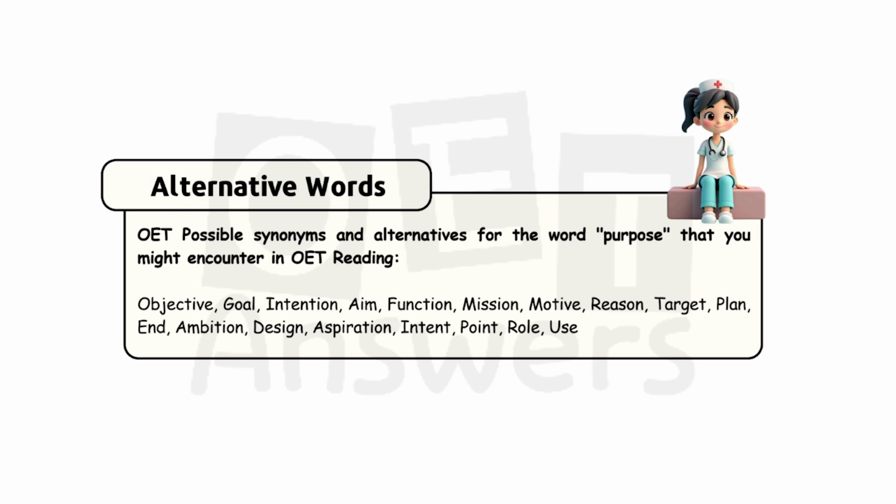So, just some alternatives you can see for the word purpose that you might encounter in OET reading. Instead of purpose, what other alternative forms can you see? Objective, goal, intention, aim, function, mission, motive, reason, target, plan, end, ambition, design, aspiration, intent, point, role, use. Okay, these are the synonyms or alternatives of the word purpose.